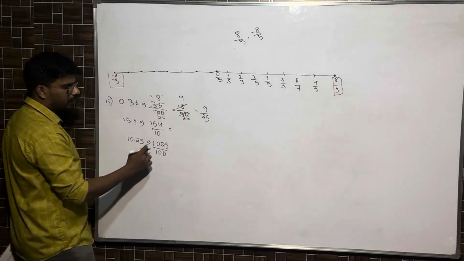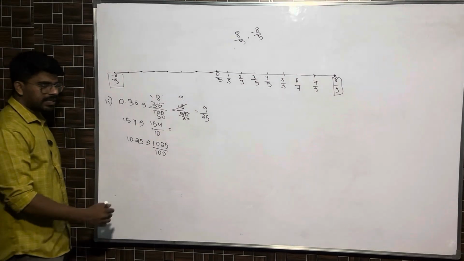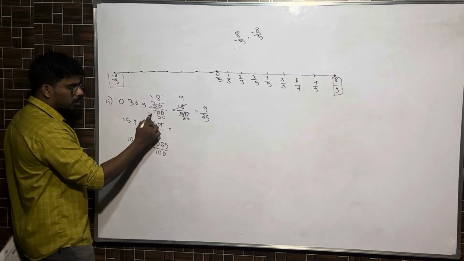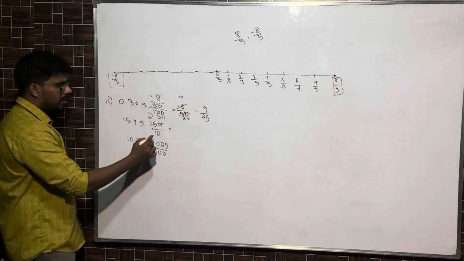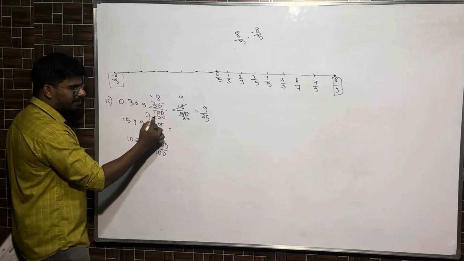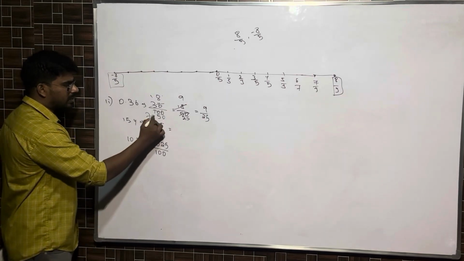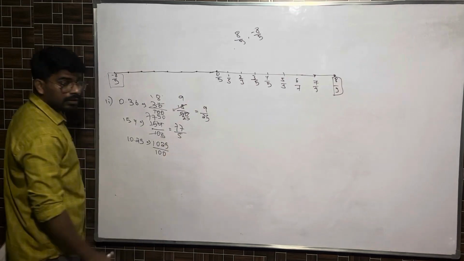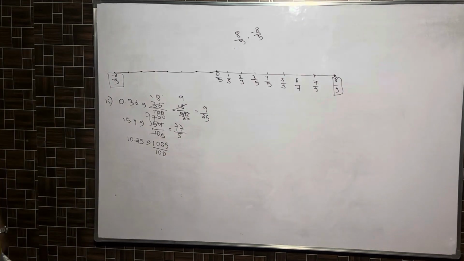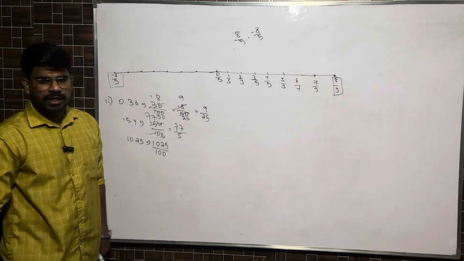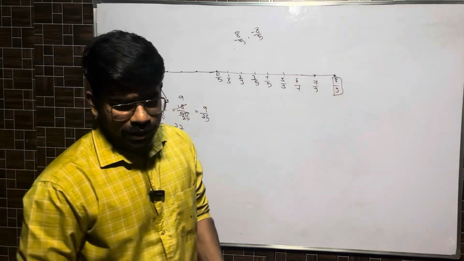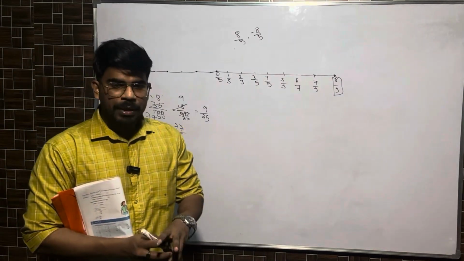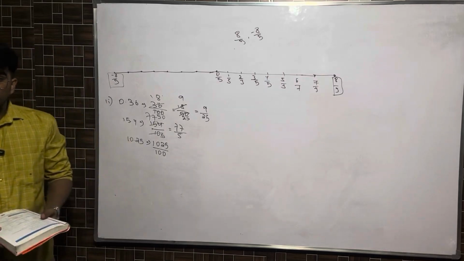In the same way, 154 by 10. These two numbers are divisible by 2. 2 7s are 14, and 2 5s are 10. 77 by 5. These are prime numbers, not divisible further, again p by q form. So in the same way we can cancel out these numbers also. Any number can be converted into the form of p by q. This is for 2 marks or 4 marks.